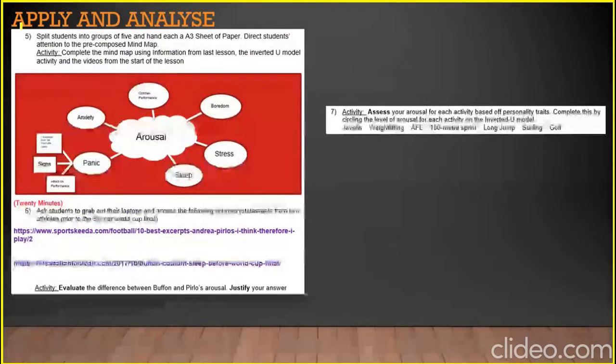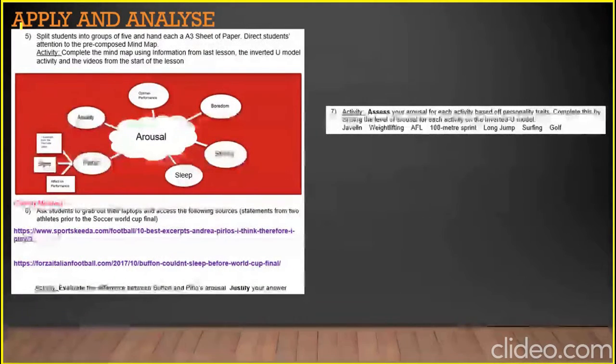During the apply and analyze section, students are given three activities: developing a mind map of arousal based on the inverted U model, evaluating two athletes' arousal prior to the World Cup final, and lastly, evaluating their arousal for specific sporting situations based on their personality traits. As I will discuss these activities in terms of literacy strategies later, I will not go into full detail regarding the validity of each tool.